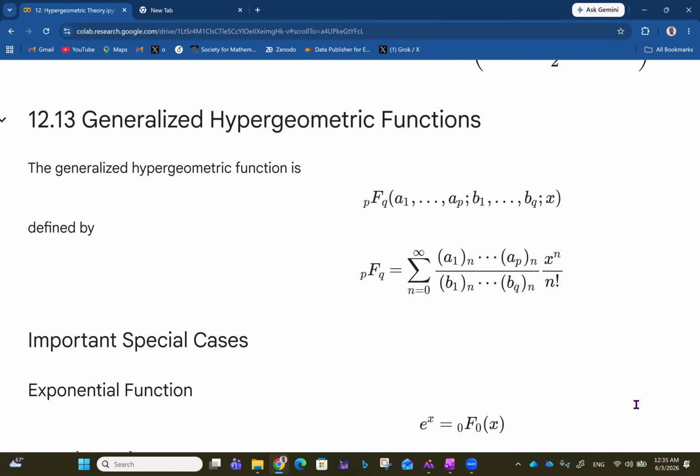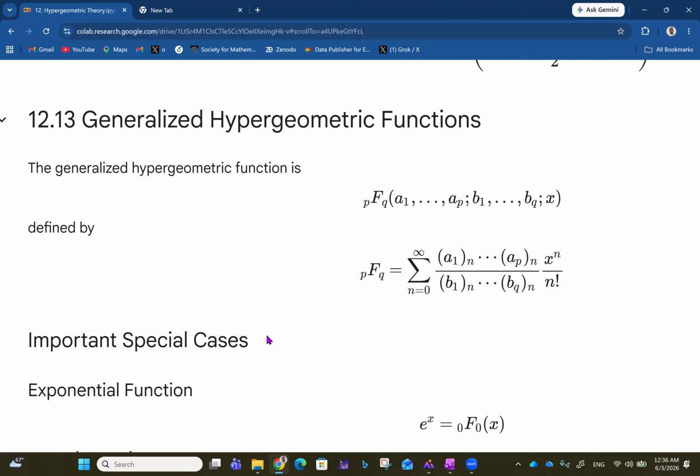Then we have the generalized hypergeometric functions. So the generalized hypergeometric function is pFq of a1 all the way to ap; b1 all the way to bq; x. And that is defined by pFq equals the summation from n equals 0 to infinity of Pochhammer a1 sub n all the way to Pochhammer ap sub n, x raised to the power n over n factorial, all over Pochhammer b1 sub n all the way to Pochhammer bq sub n. So that's the generalized hypergeometric function.